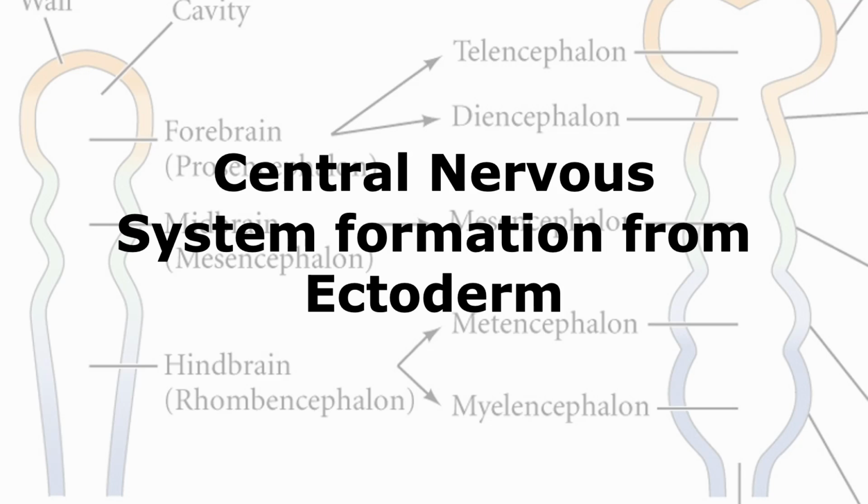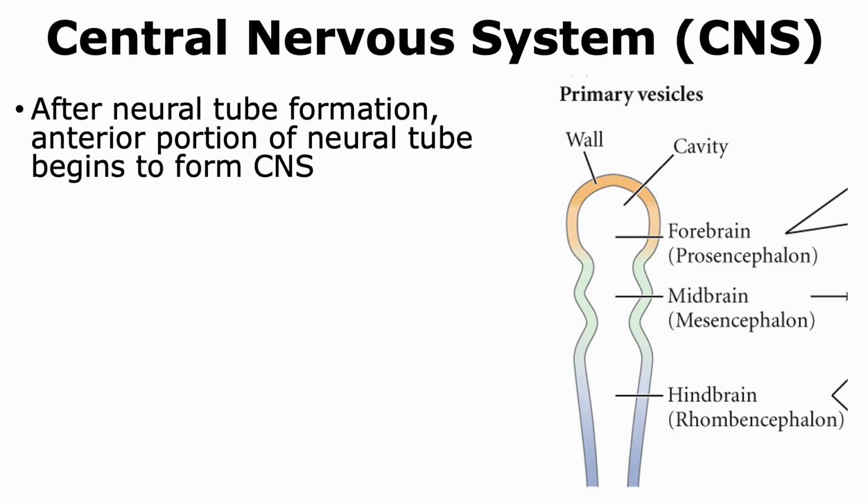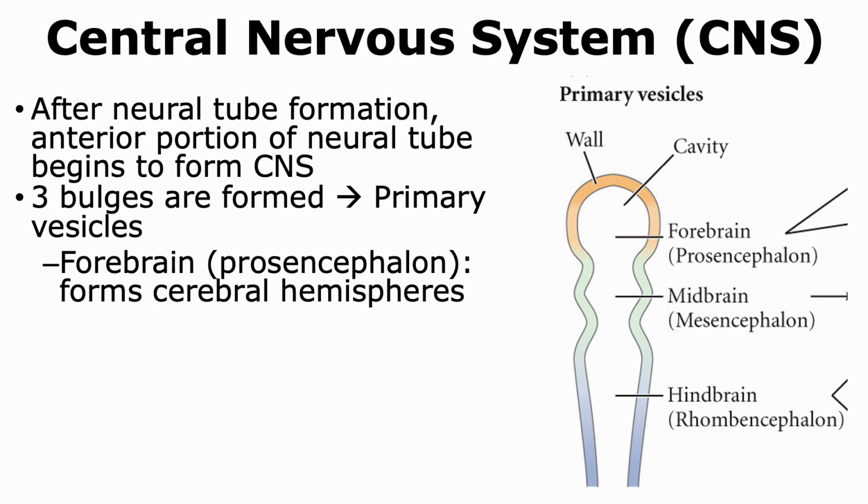In this talk, we're going to learn about the central nervous system that arises from the ectoderm. After neural tube formation, the anterior portion of the neural tube starts forming the central nervous system. So, as part of the formation of central nervous system, there are three bulges called primary vesicles that are formed in the anterior portion of the neural tube.